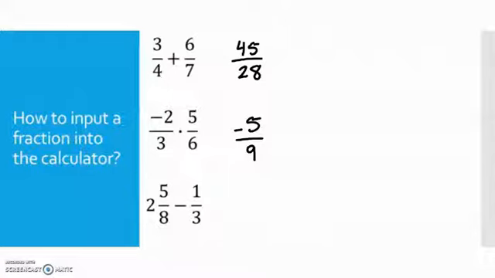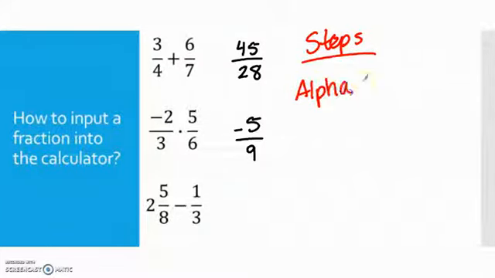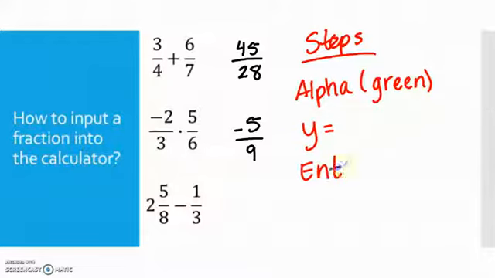So what I want you to actually do right now is grab your pencil. You can put the calculator away for just a second. And we're going to write some steps. So remember your steps here for fractions. You're going to hit alpha, which if you need to know, that's the green button. On some calculators, it's a yellow button, or sometimes even blue, so it just depends on what your calculator is. So alpha, and then you hit the Y equals button, and then you hit enter. Alpha y equals enter. Okay?